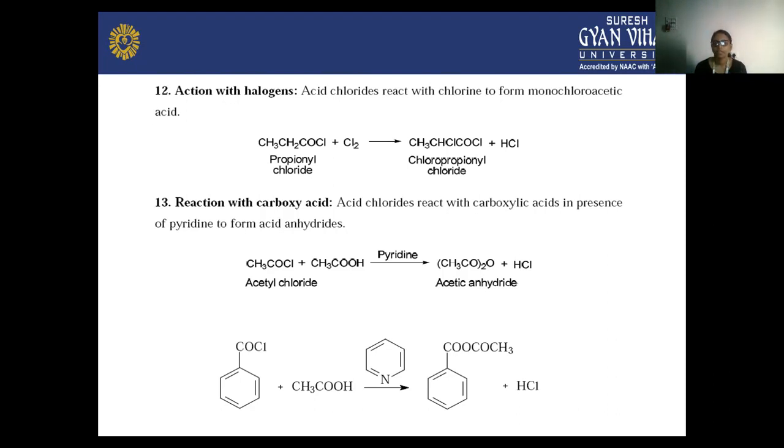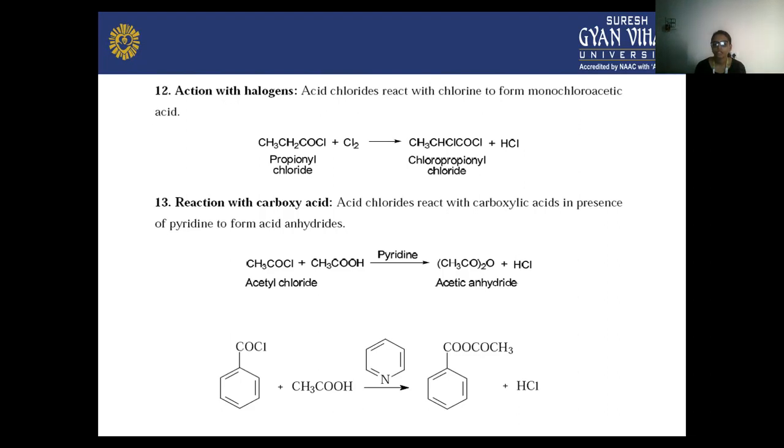So here we have taken this propanoyl chloride, because it is having 3 carbon atoms. So it is your CH3CH2COCl, and it is reacting with the chlorine, and there is a formation of this chloropropanoyl chloride. From here one hydrogen is removed, and this hydrogen is getting reacted with one chlorine, and there is a formation of HCl.